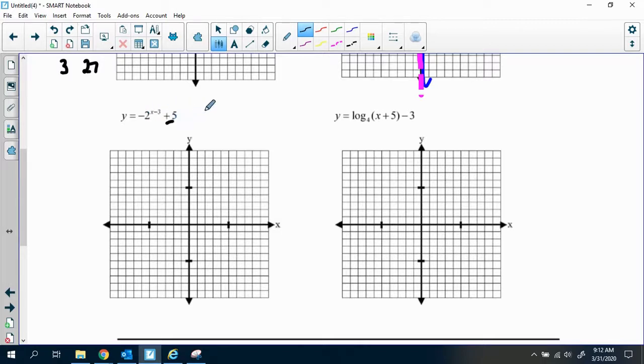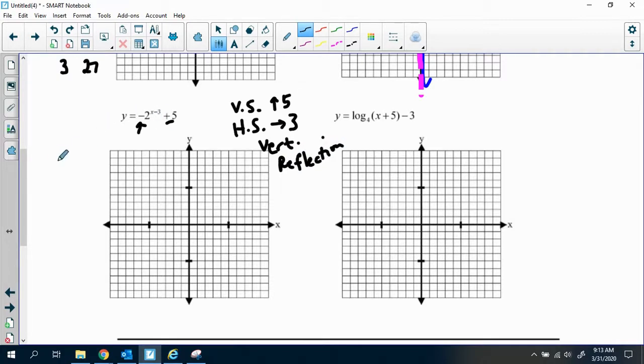So if I look, the +5 means a vertical shift up 5. The x minus 3 means a horizontal shift to the right 3. And this negative in front means that I have a vertical reflection.